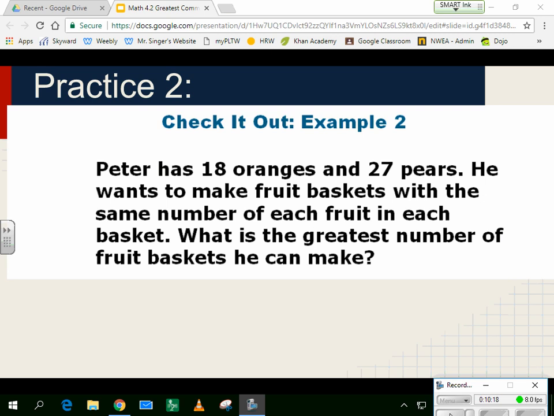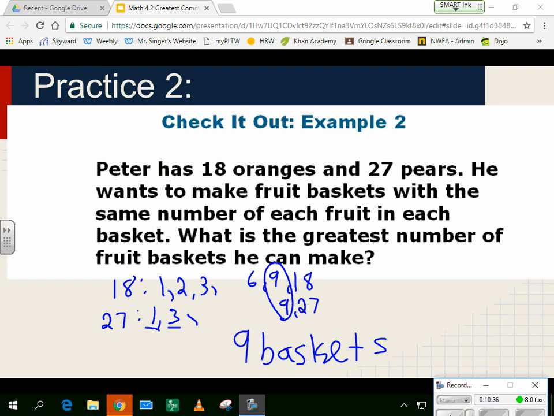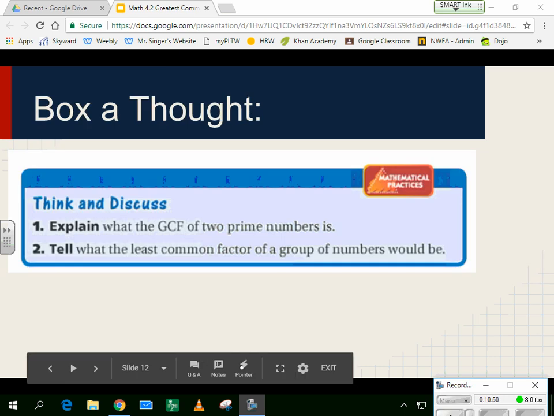Here's a similar one you try, but this one we're looking at Peter having oranges and pears. And he wants to make a fruit basket with the same number of fruits. So go ahead and find the greatest number of fruits, greatest common factor, that can be made with those two numbers. Come back when you are done. All right, so what you should have found, and I used the list method for this one, is that 9 is the largest number they have in common. So the total amount of baskets that Peter could make would be 9 baskets. Hope you got that right.